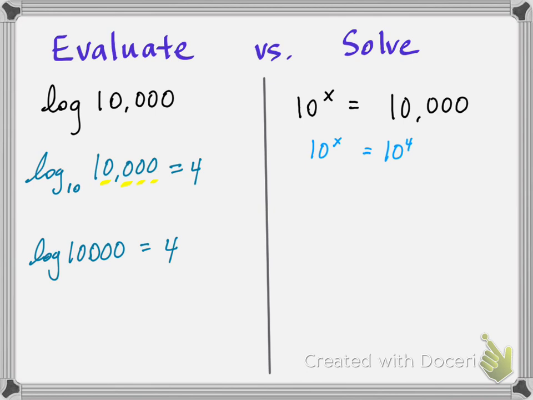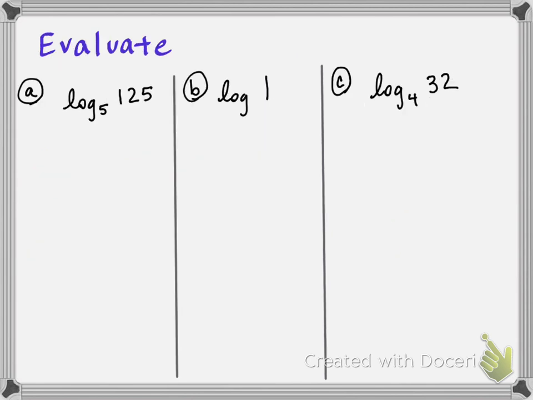So again, if the bases are the same, I can drop the bases and say that the exponents must logically be the same. So x must equal 4. I also could write this in set notation with squiggly brackets and put a 4 in the center. Okay, let's try some evaluate with logs.